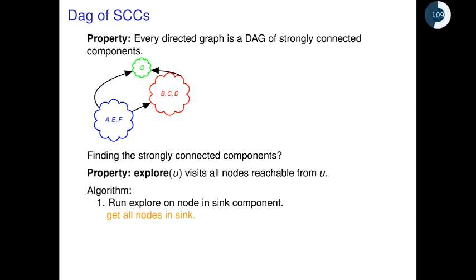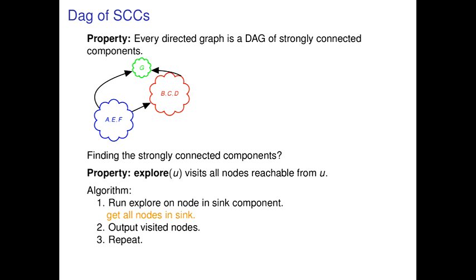Okay, now there's only one node in the sink, so you can get rid of those nodes. And then you output all the visited nodes and say that's a connected component. So in this graph, if I ran Explore in a sink component, I'd get back G, I'd remove it from the graph, and then I'd output G as a strongly connected component. And then I repeat.